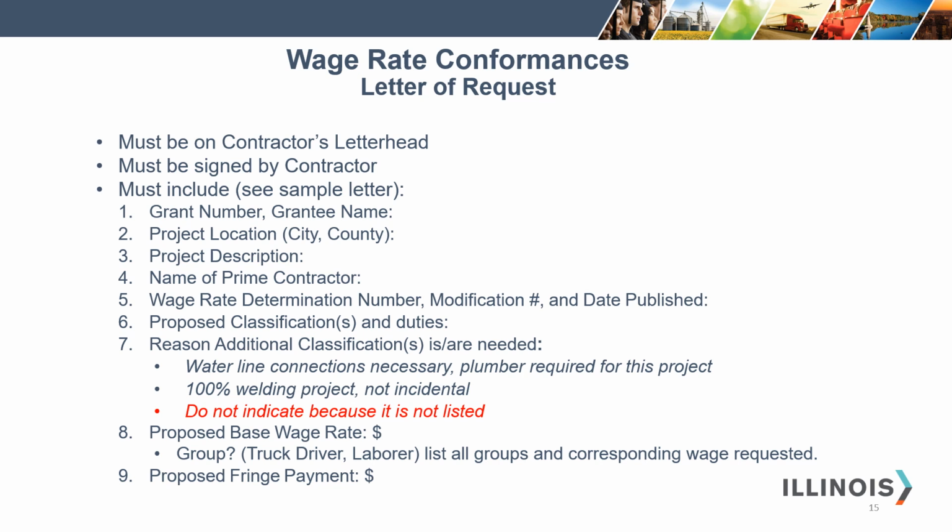You also must include a reason the additional classifications are needed. Water line connections are necessary, plumber required for this project, or it is a 100% welding project, not incidental. Please do not indicate because the wage is not listed. The proposed base wage rate, again, if it's a group, list all groups and corresponding wage requested, and the proposed fringe payment.